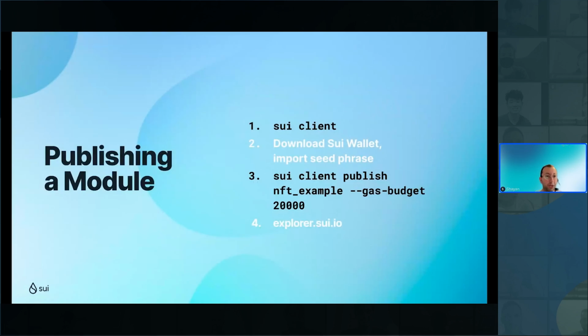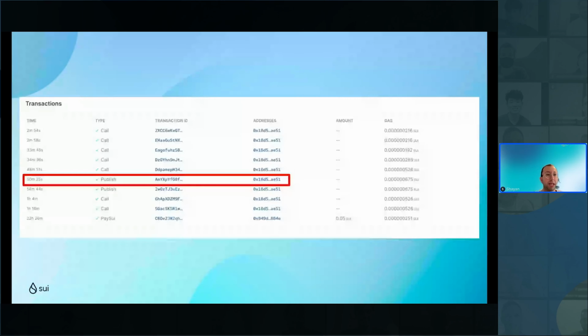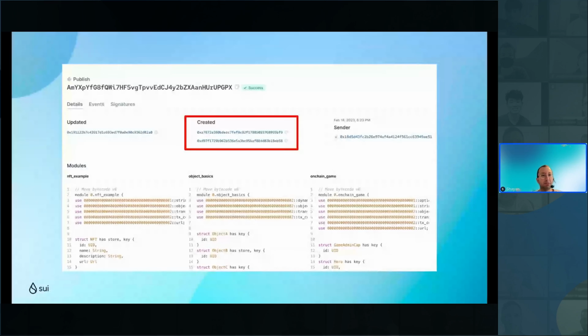Once you're able to successfully publish it, you'll see that there is a certain transaction ID corresponding to a publish call. If you click that, you should see this. This is essentially everything we just published, everything we updated, and the sender. If you click on updated, the object referring to updated is the Sui coin balance, right? Because we used some actual Sui to pay the gas to publish this.